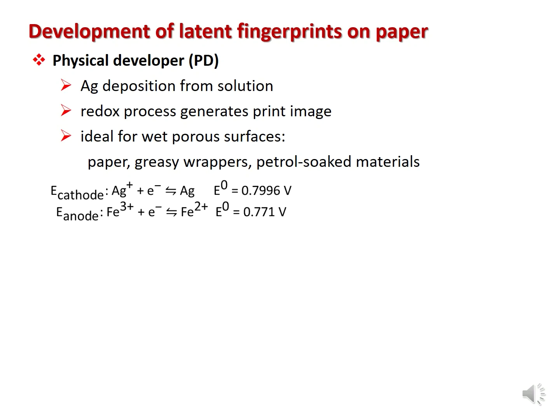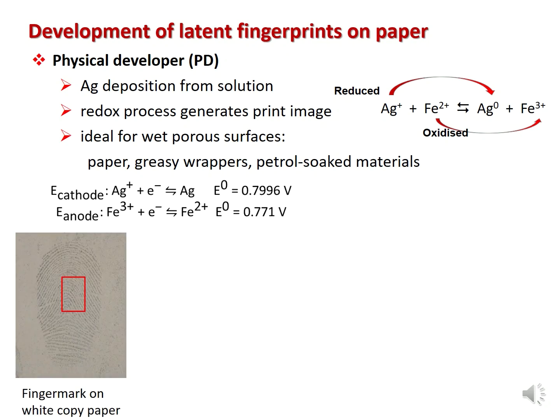In this instance, we're going to reduce the silver ions to silver metal using an iron redox reagent. And again, if you remember your electrochemical series, you'll know that iron(II) can reduce Ag+ to silver metal, so we can drive this reaction and create small particles of silver in the solution, so-called colloidal particles. These will then adsorb on the fingerprint residue.